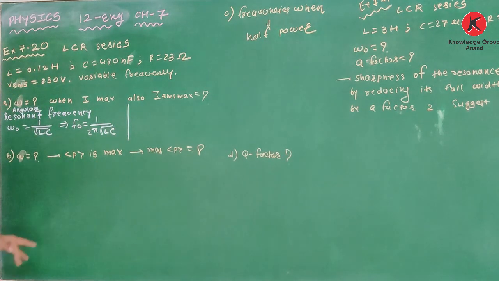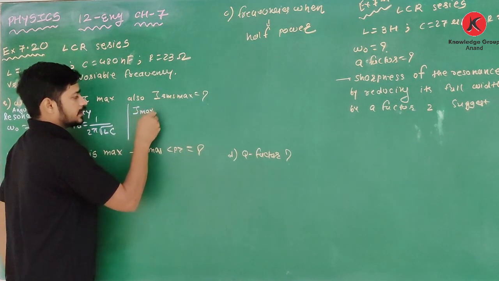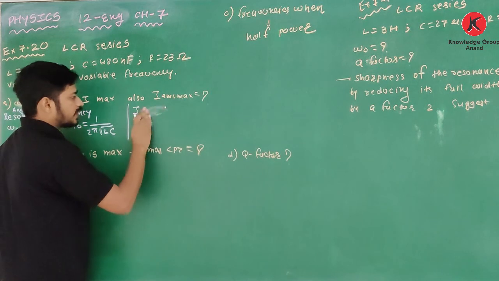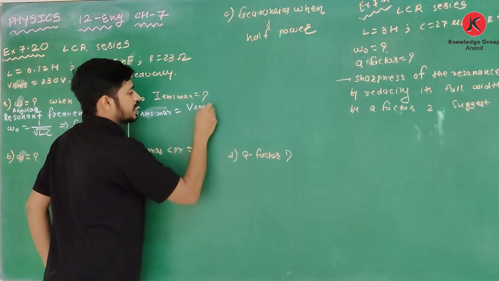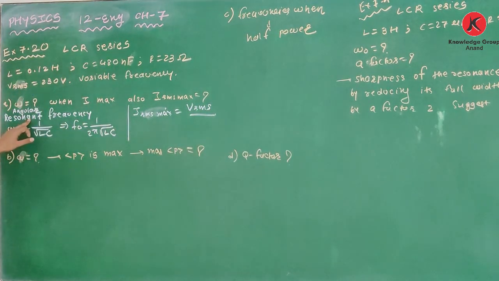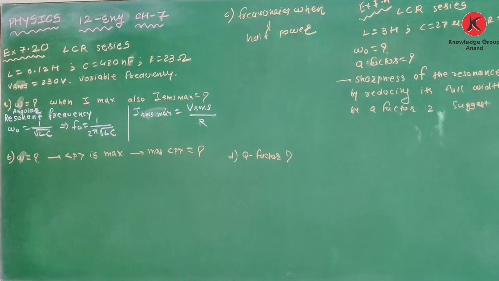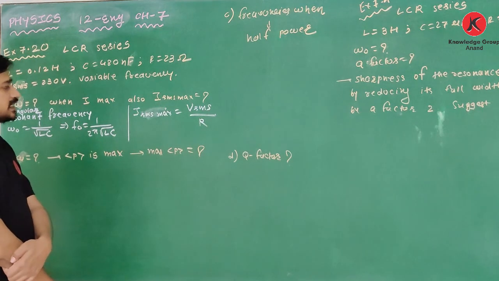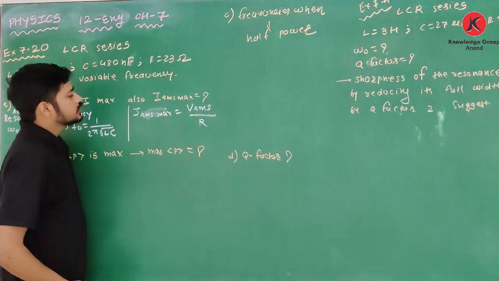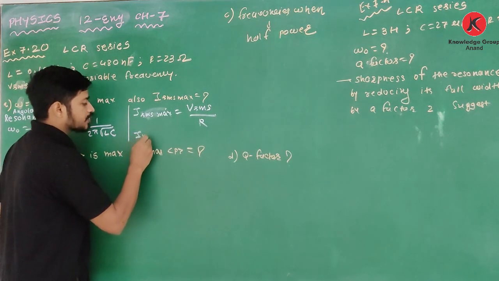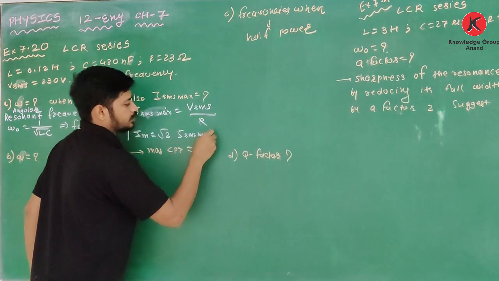Next question is, what is the maximum amplitude? So I maximum, or I RMS maximum, is equal to V RMS upon impedance, and we know that at resonance impedance is only R. Clear about this? From this value you can also find its maximum value, that is I M. The I M is root 2 times I RMS maximum.